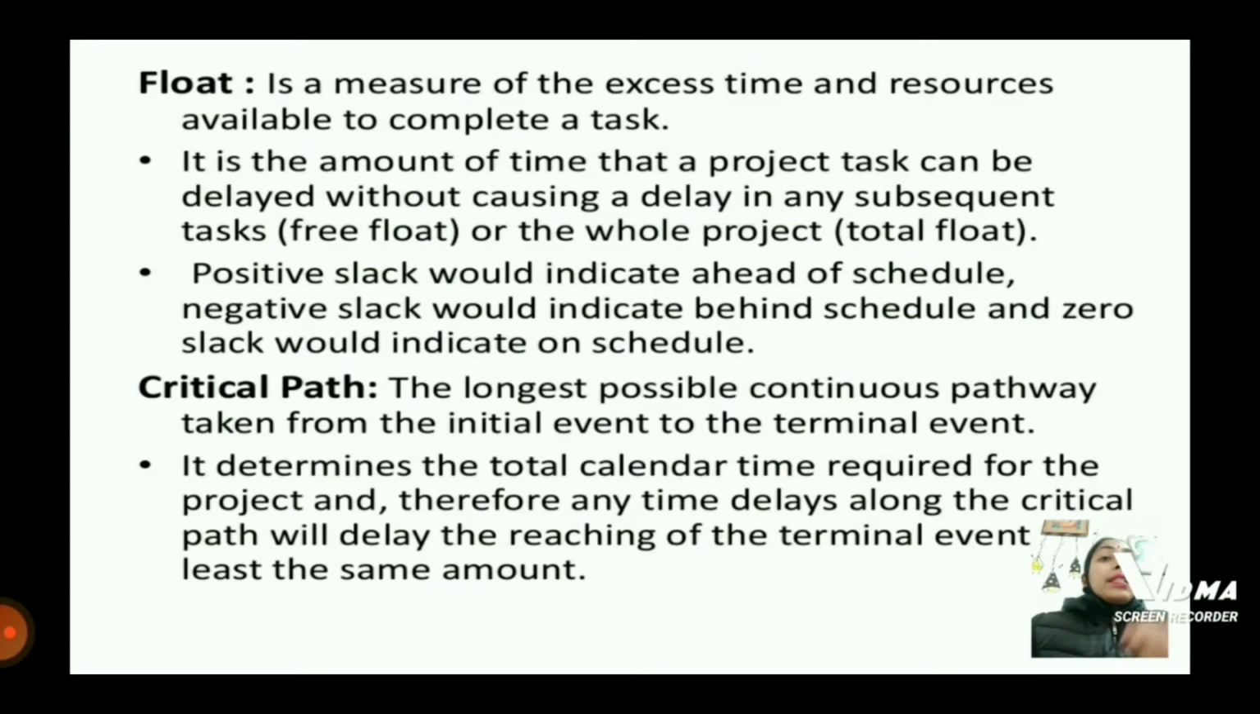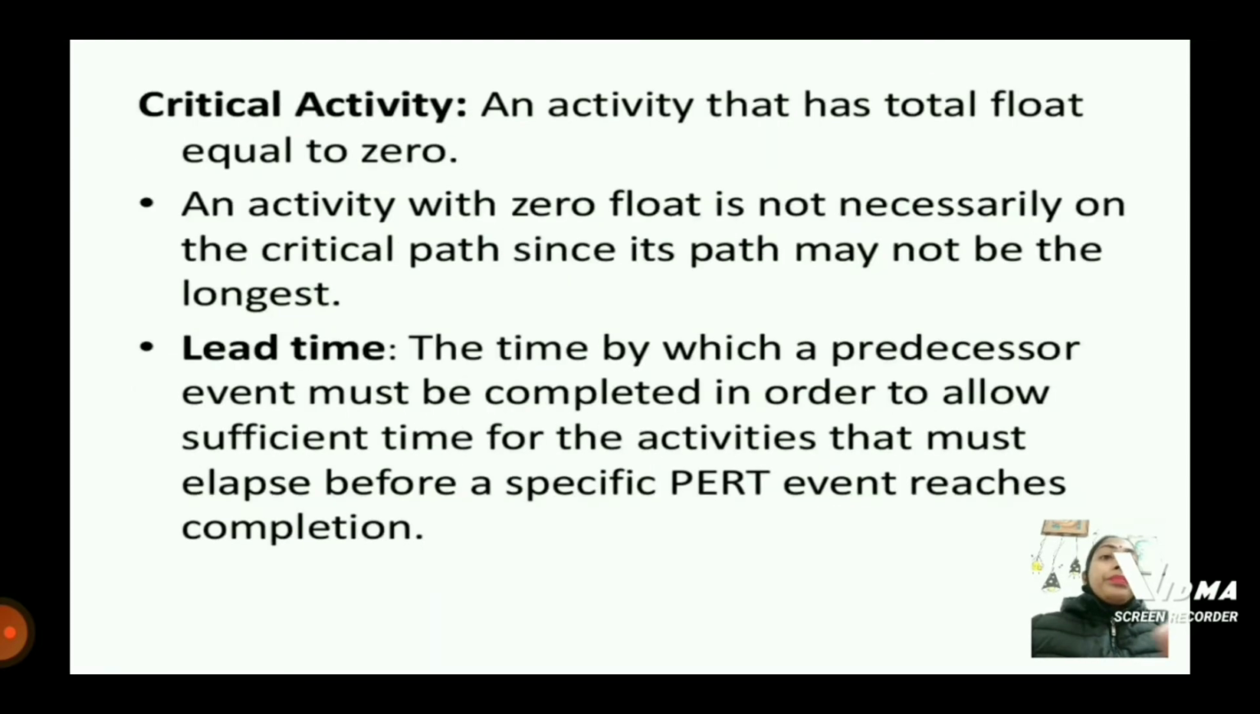Now, the critical path is the longest possible continuous pathway taken from the initial event to the terminal event. It determines the total calendar time required for the project, and therefore any time delays along the critical path will delay the reaching of the terminal event by at least the same amount. Now comes the critical activity. An activity that has total float equal to 0 is a critical activity. An activity with 0 float is not necessarily on the critical path since its path may not be the longest.